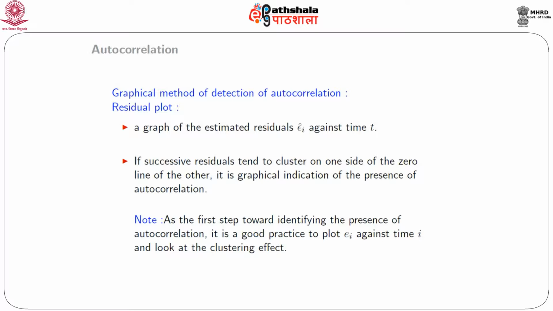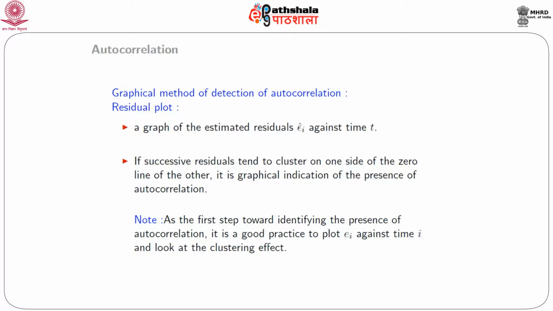So in the graphical method of detection of autocorrelation, we use the residual plot to detect autocorrelation. We draw a graph of the estimated residuals epsilon i hat against time. If there is a cyclical pattern in the plot of the points, or if there is any kind of pattern over time in the plot, then we can conclude that there is autocorrelation present. If successive residuals tend to cluster on one side of the zero line or the other, it is also a graphical indication of the presence of autocorrelation.